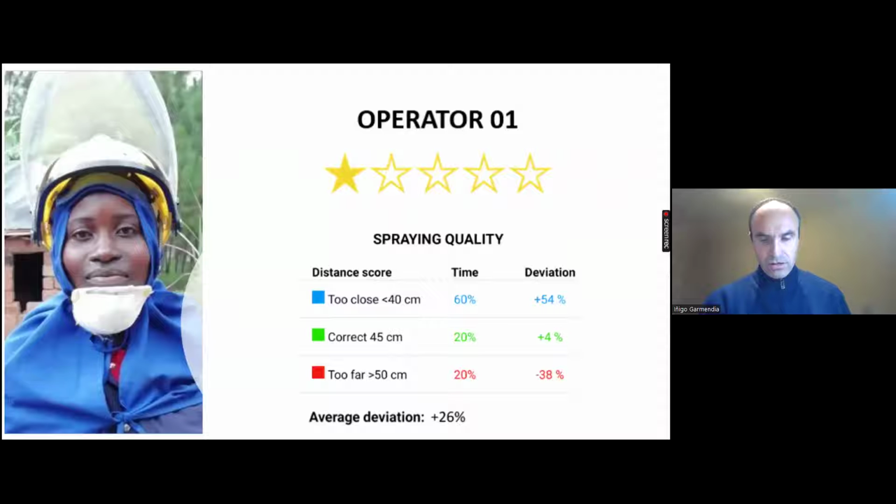The app will show the spraying quality of the job done by the operator that day using a scale of 5 stars. In this case, the operator was only 20% of his time in the green correct range, so he got only 1 star. We can also know the error mode. This operator was most of his time, 60%, in blue, too close, overdosing. And on average, taking into account the distance measurements of the whole day, we can say that he had an average deviation of plus 26%. So there was a potential risk to overdose 26% more insecticide than requested. So with this tool, you can have a dialogue with the operator and try to improve for the next day.